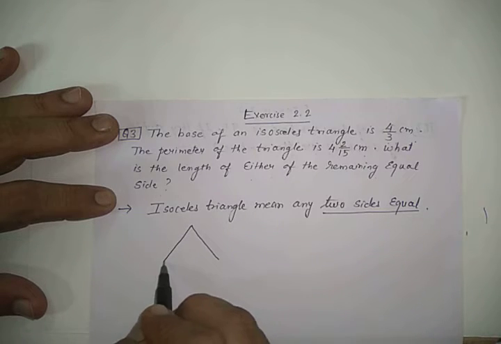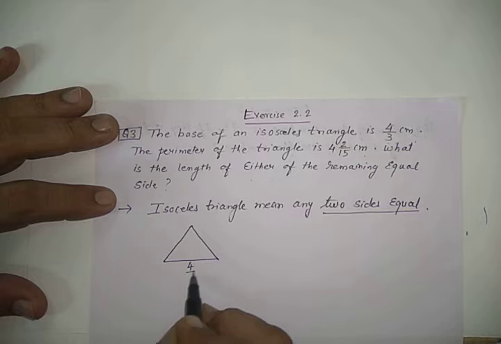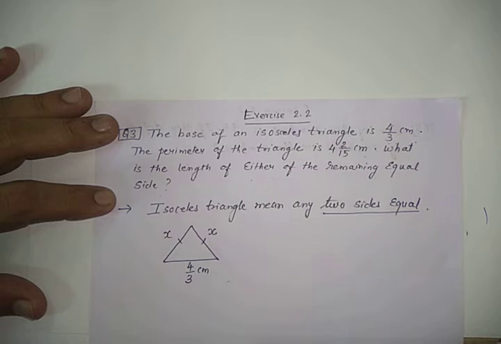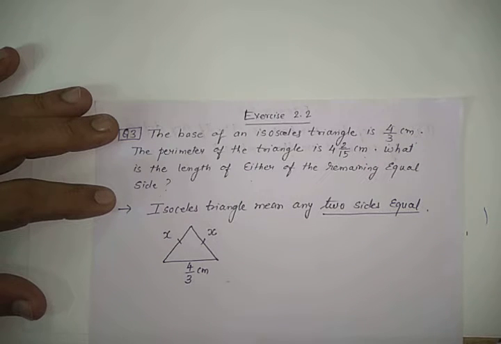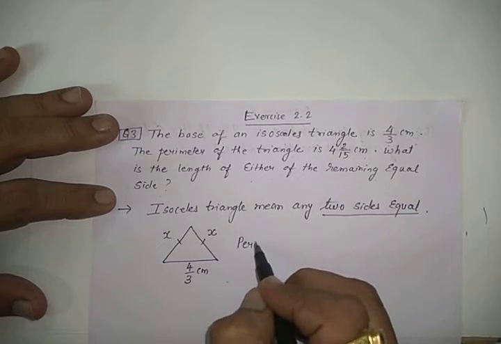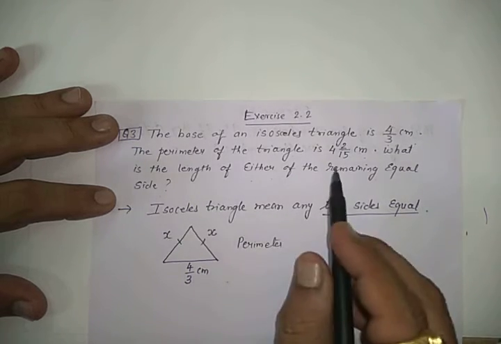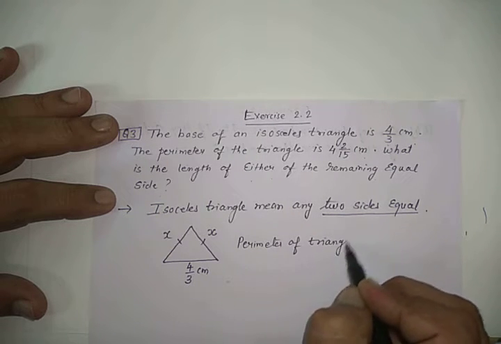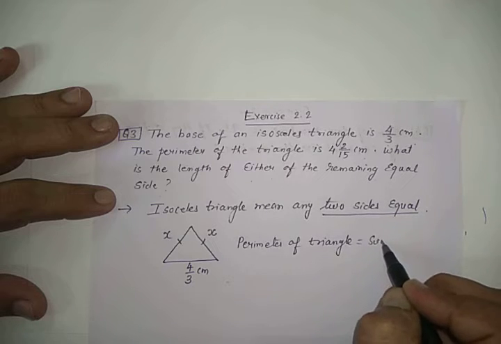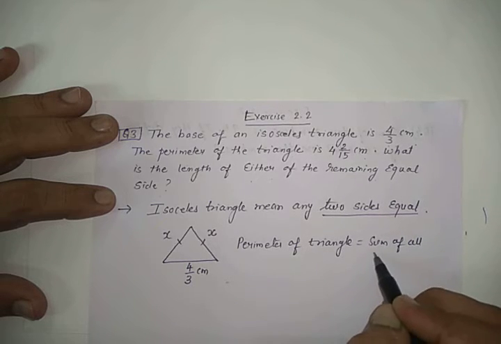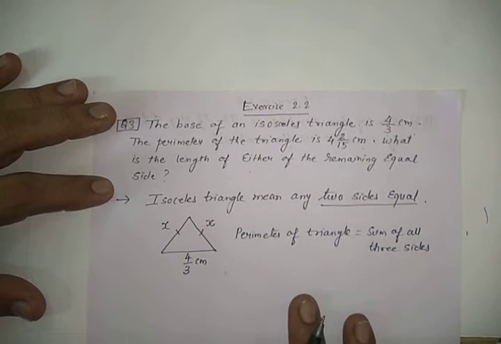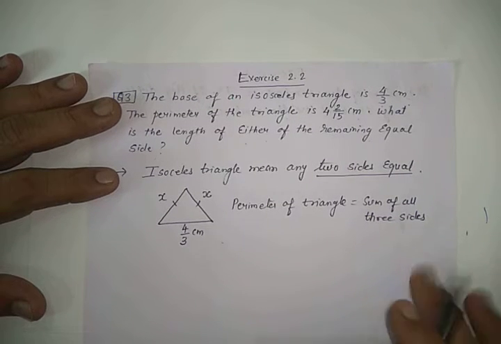They have given the base. Base means this is the base. This much is given. So the other two we don't know. We find that this will be x. Okay. And they have given the perimeter. So the perimeter formula is there. That is the sum of all three sides. Perimeter of a triangle means the sum of all three sides.